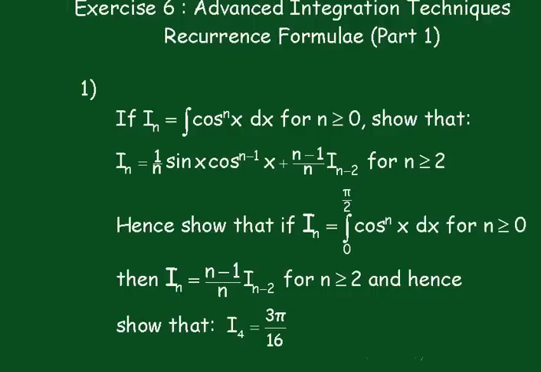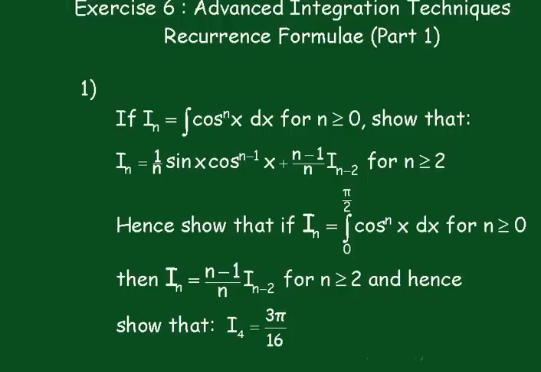Exercise 6, Advanced Iteration Techniques, Recurrence Formulae, Part 1, Question 1. If I_n equals the integral of cos^n x dx for n greater than or equal to 0, show that I_n equals (1/n) sin x cos^(n-1) x plus ((n-1)/n) I_(n-2) for n greater than or equal to 2.